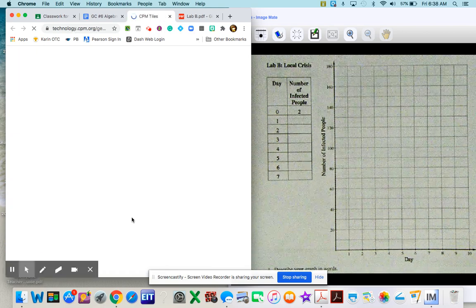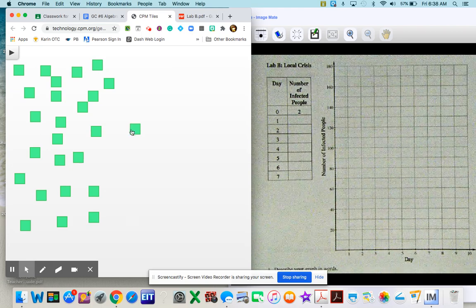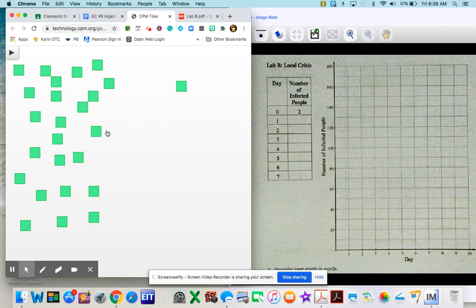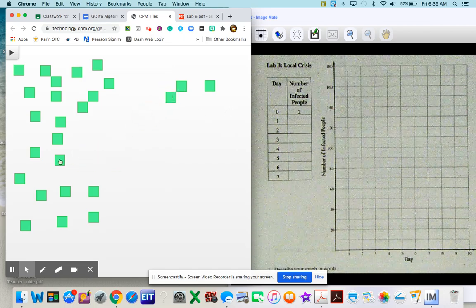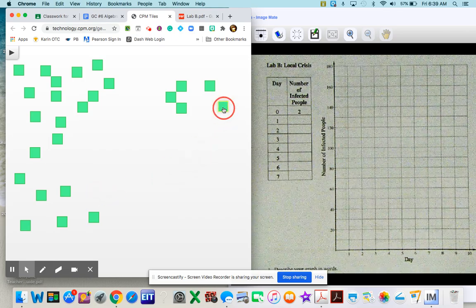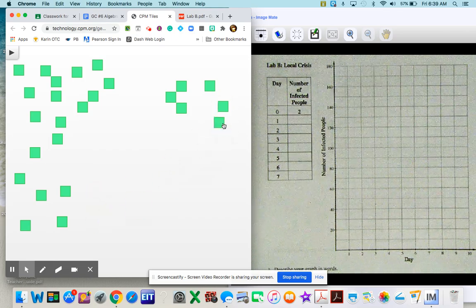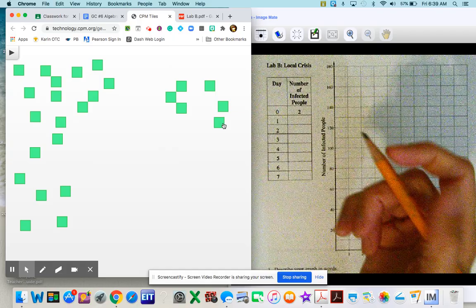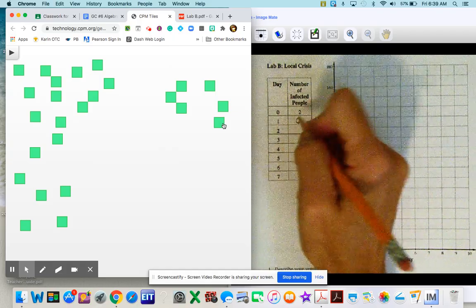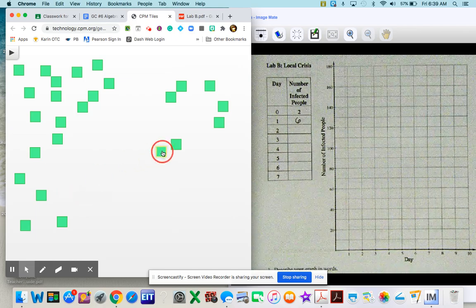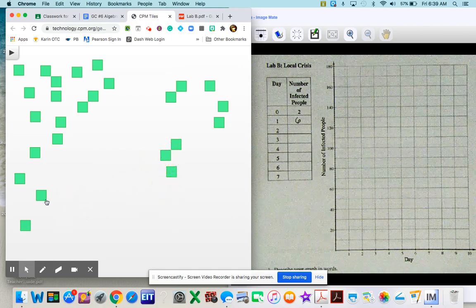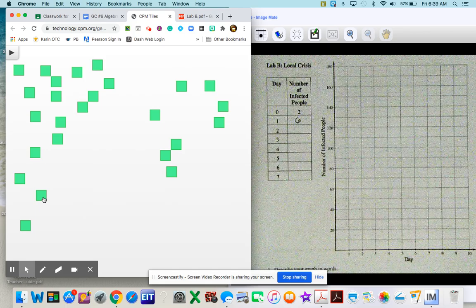So let's say if these were the 2 sick people, okay, on day 0, they could have infected 2 others, so that on the first day we'd have a total of 6 infected people. Okay, then each of these people could have infected 2 others. So this person could infect 2 others.